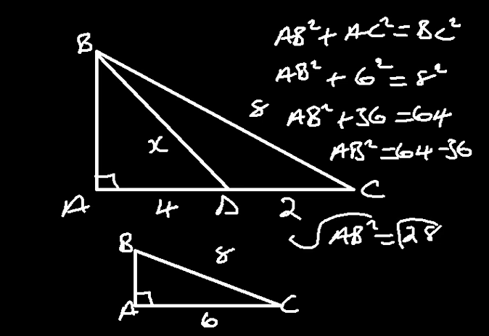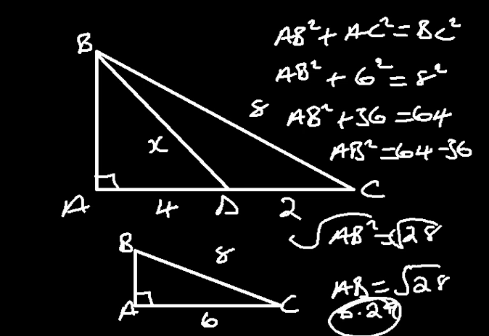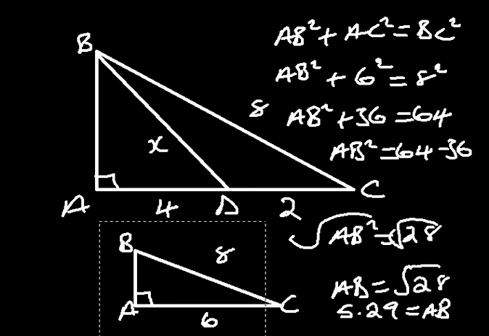Now we have to introduce the square root on both sides. We'll have AB given as the square root of 28. Of course, we can have it in a decimal form. So what is the square root of 28? We have it as 5.29. That is to 2 decimal places. That is the value of the side AB in that case. So now that we have AB, we can now have the value of the side x using the small triangle.